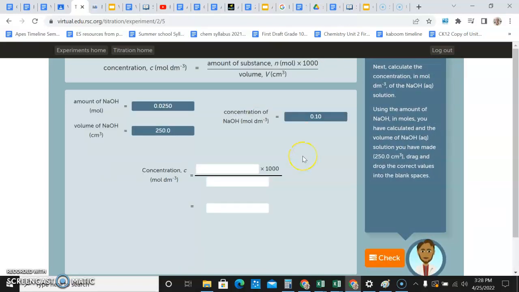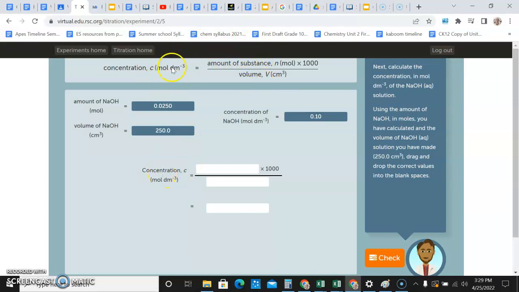Okay, well, oh no, and they're giving us another nightmare. Okay, what have we got here? Calculate the concentration in moles per liter of the NaOH solution. Using the amount of NaOH in moles you have calculated and the volume of NaOH solution you have made, drag and drop the correct values into the blank spaces. This is absolutely horrible. What are they doing to us? Okay, but I think they're telling us already what the answer is, basically, aren't they?